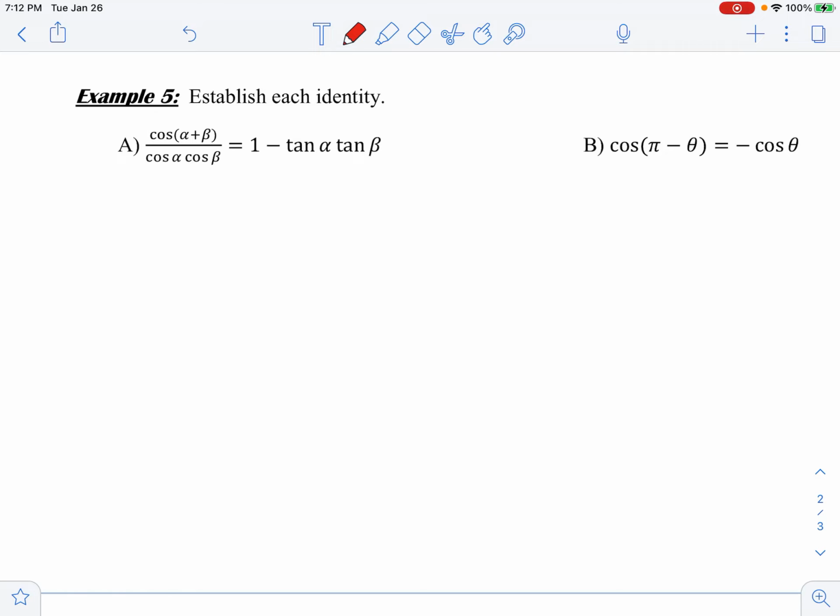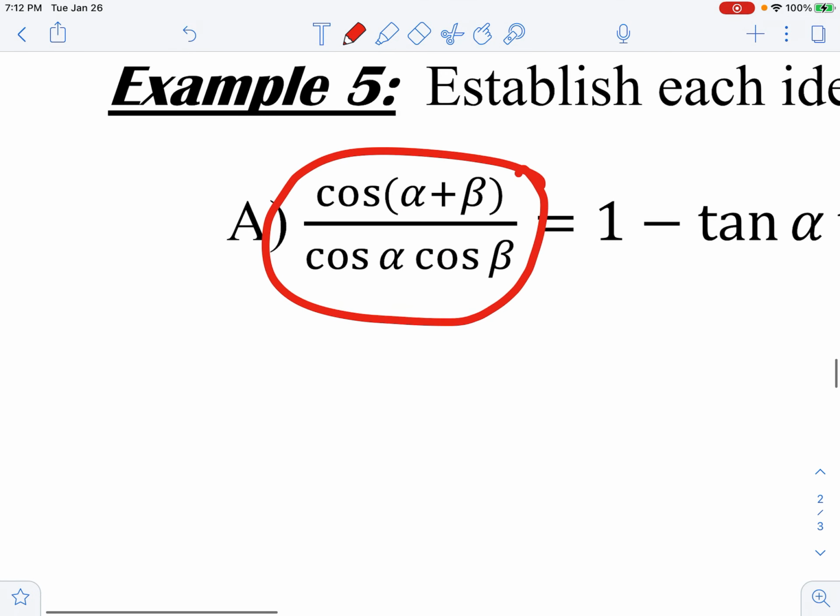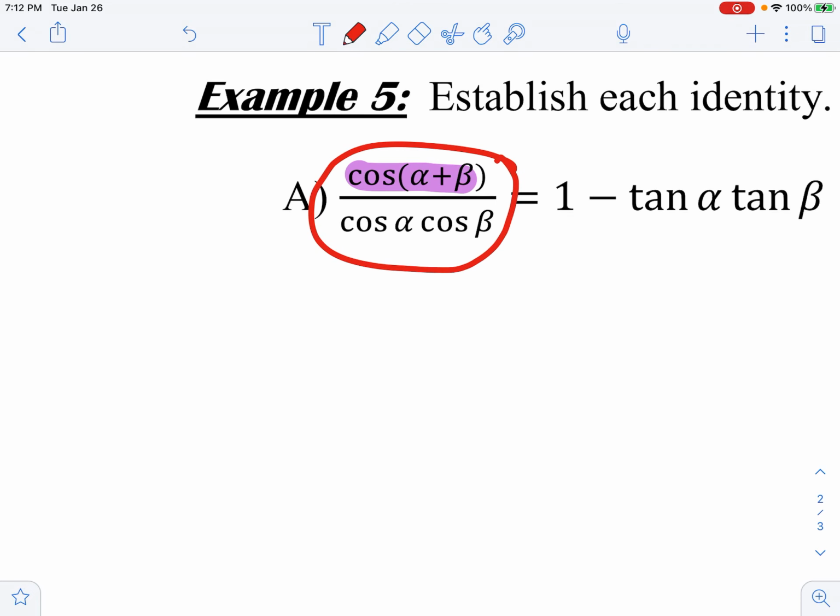Okay, so now what we're going to do here is we are going to establish these identities. It's very similar. So let's get started here. All right, so we need to circle the more complicated side. Remember, fractions are more complicated. Now you have to say, what can we do with that? Well, we can expand this numerator using our cosine sum formula. So let's do that first.